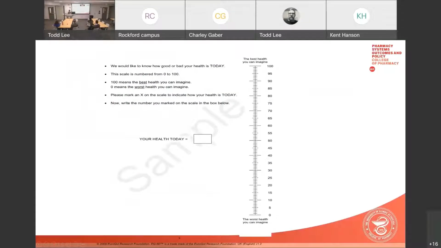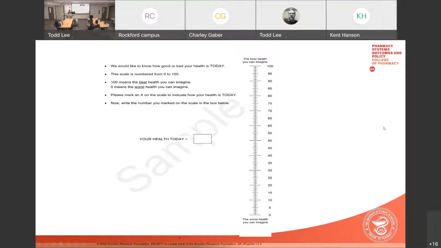Another instrument that participants used to rate their health was the EQ-VAS, which stands for the Visual Analog Scale, which is a rating scale where participants rate their overall health that day from 0, which is their worst imaginable health, to 100, which is the best health that they could imagine. And again, this is their overall health, and this is a common element in EQ5D instruments.